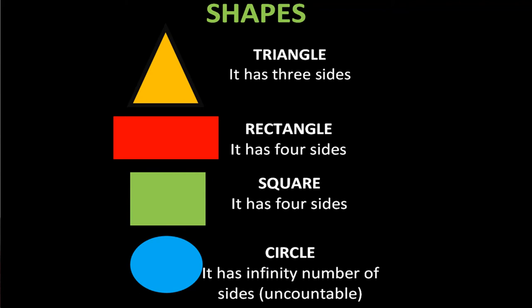We are moving back to the first shape here. Triangle has three sides. And we have rectangle. It has four sides. The objects that have rectangular shape are table and blackboard. The object that has square shape is stool. Stool has four sides. And the last one there is circle. Children, we are going to draw the shapes on the board.